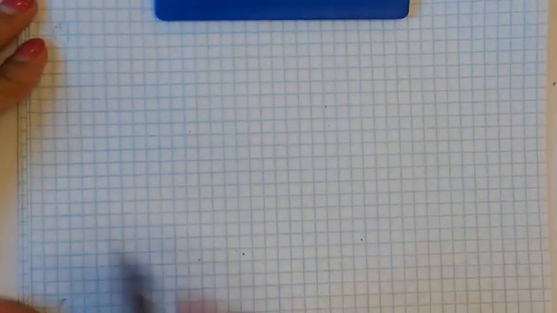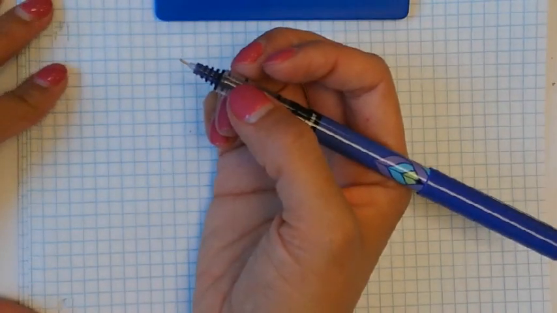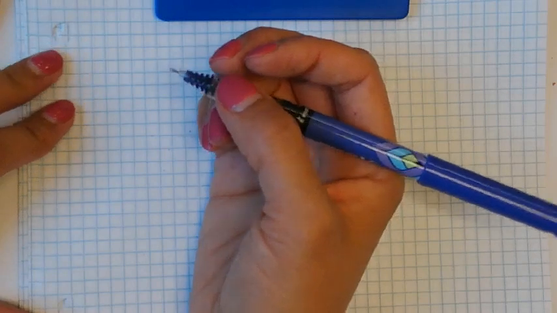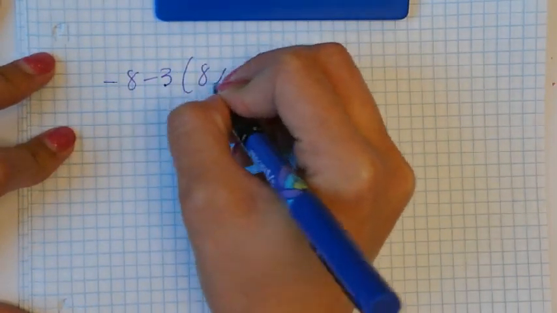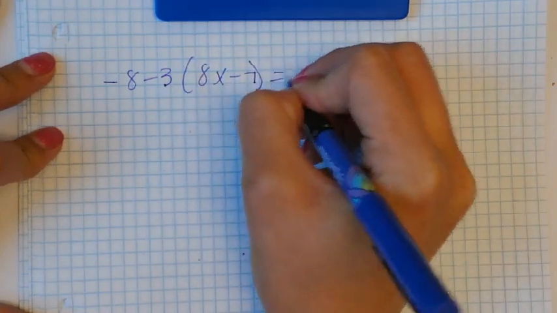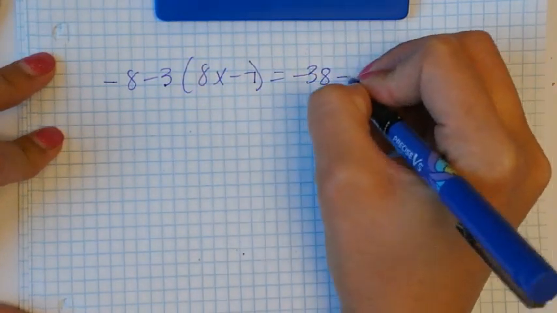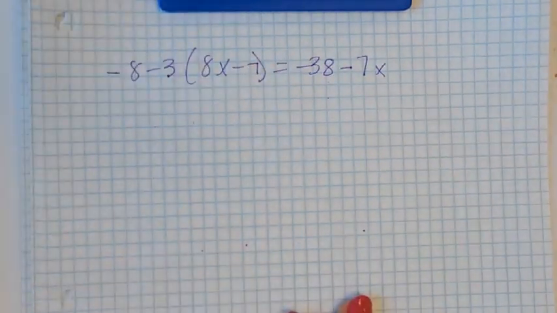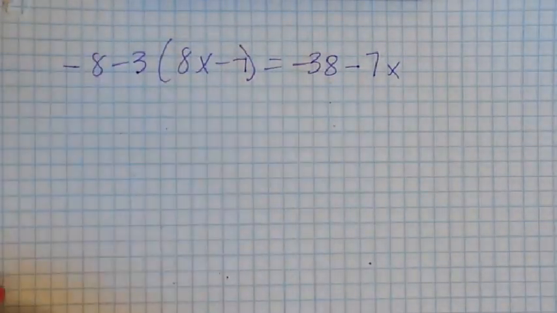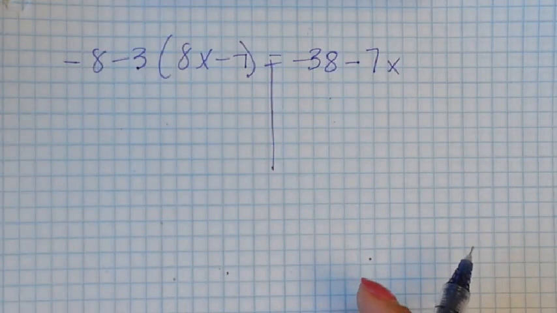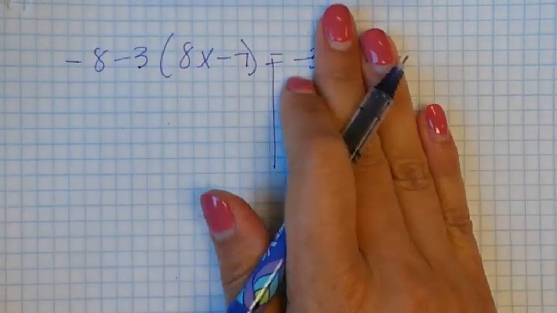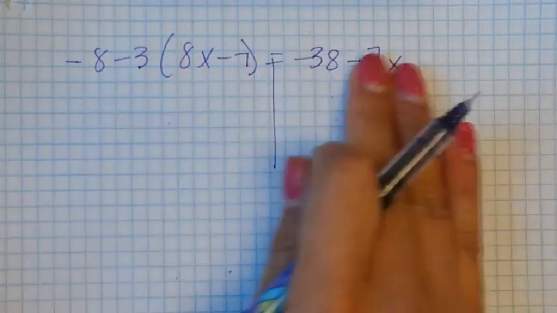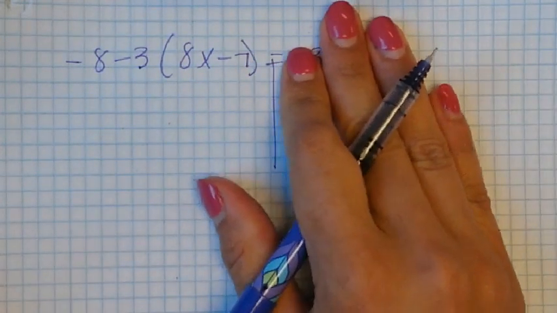Okay, the next equation, we're going to do a more complicated one with distributive property. So I'll do negative 8 minus 3 times (8x minus 7) equals negative 38 minus 7x. Okay, this is one of the ones that we did in the problem sets for lesson 4. So over here, again, I'm going to do one side at a time so I don't get confused. I will start crossing things out until I finish.